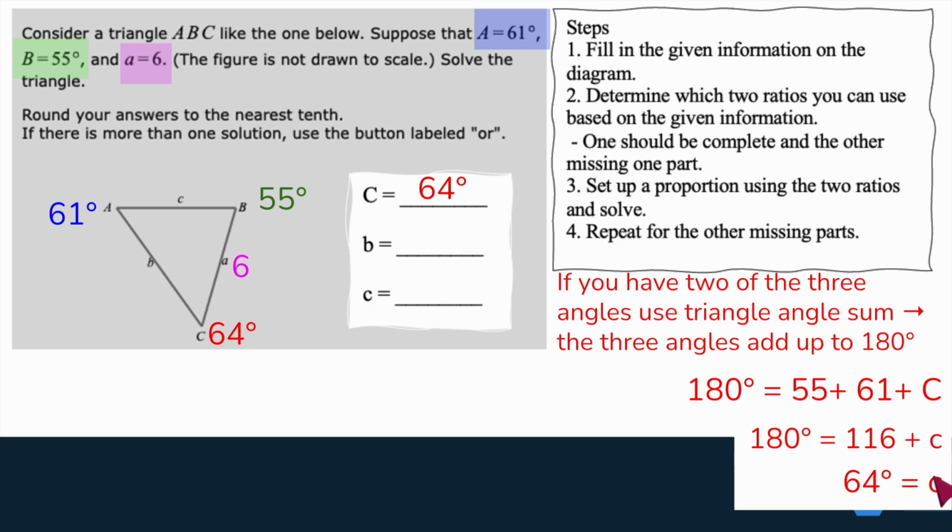I don't know why I went lowercase on that. Those should definitely be capitals. So that's the first part. I've already found one of my 3 parts that I need to find.